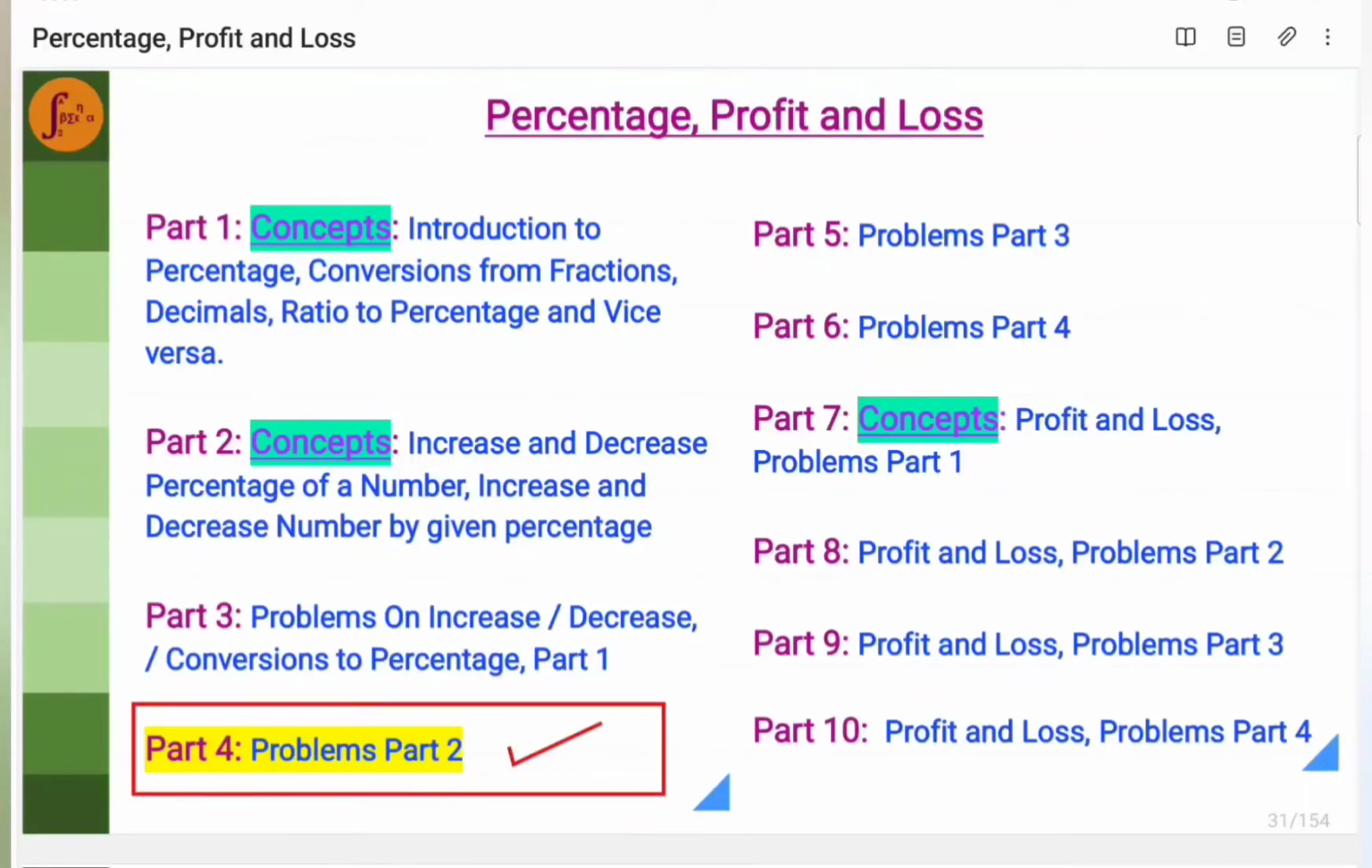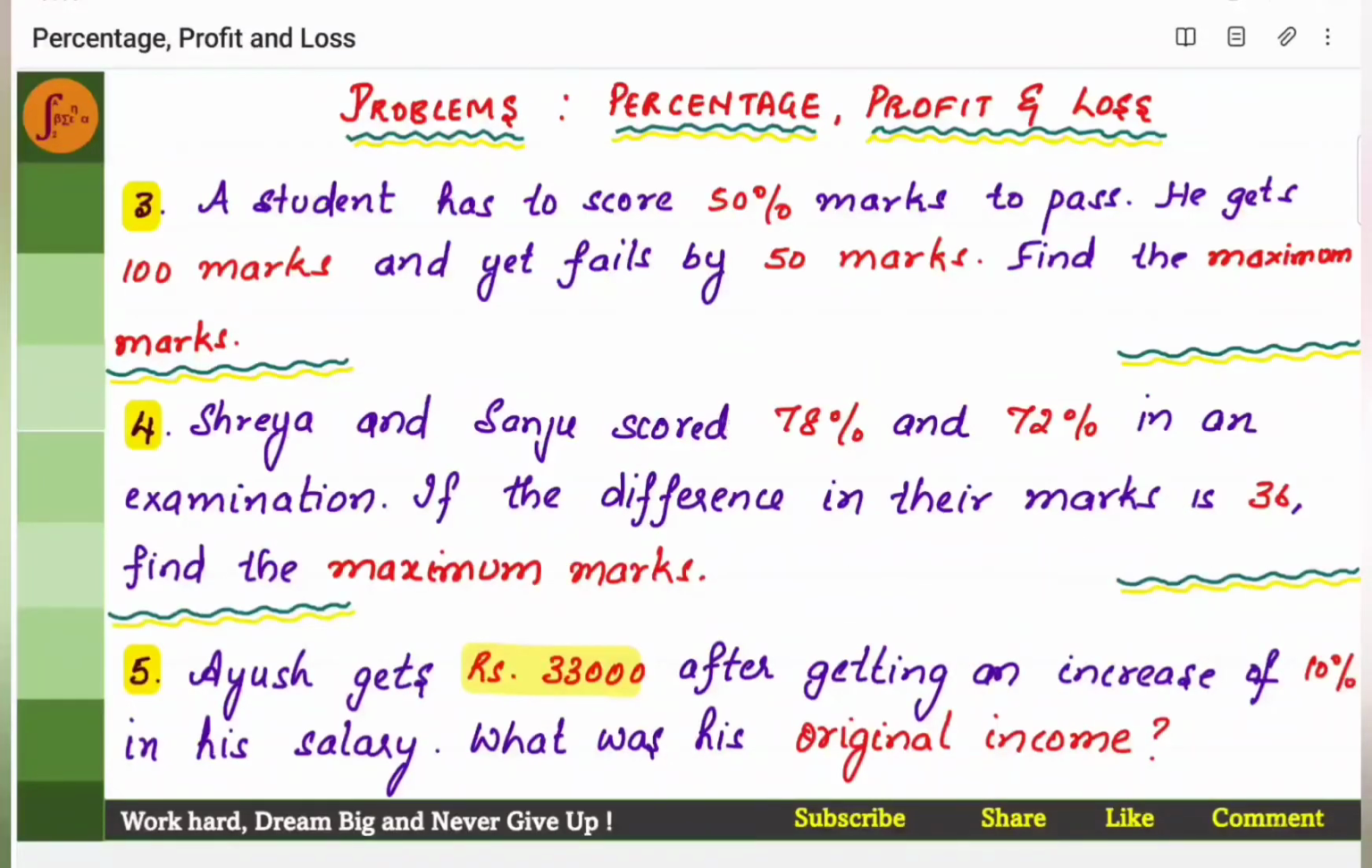Hi everyone. In this video we'll go through problems related to percentage increase and decrease. Let us go through these three problems in this video.